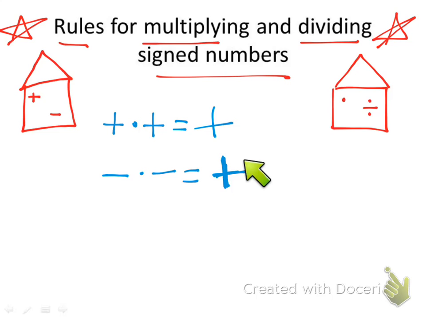So when the signs are the same, your answer is positive. Do you guys see that? Two positives gives you positive. Two negatives also gives you a positive.